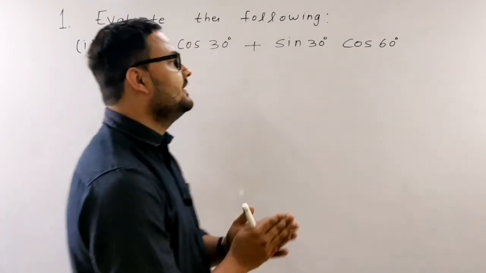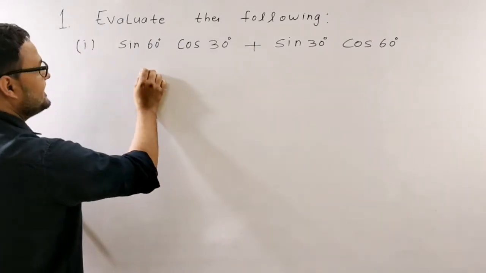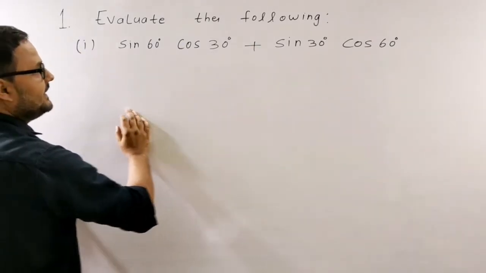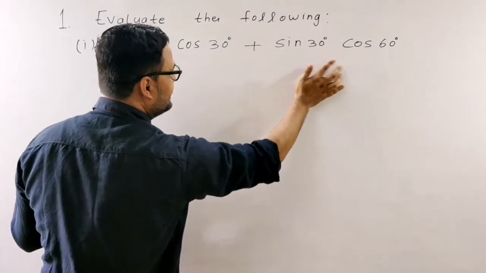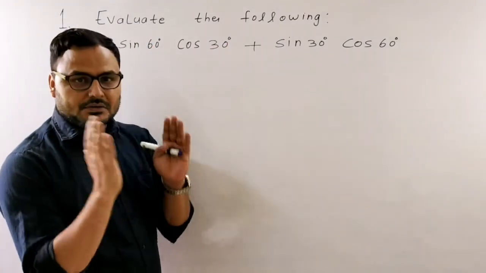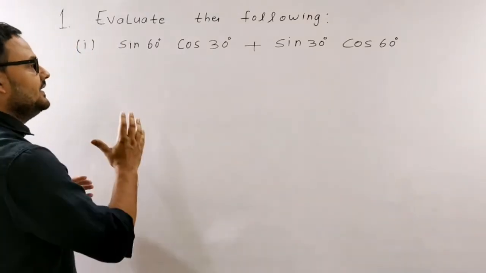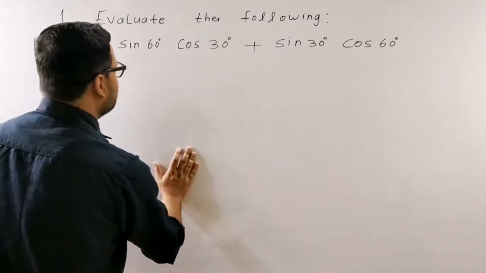So first question. Evaluate the following. Sin 60 into cos 30 plus sin 30 into cos 60. For that, you have to remember the values, don't go for the shortcut. You will get the table in the math textbook. Just remember it, then it will be easy.